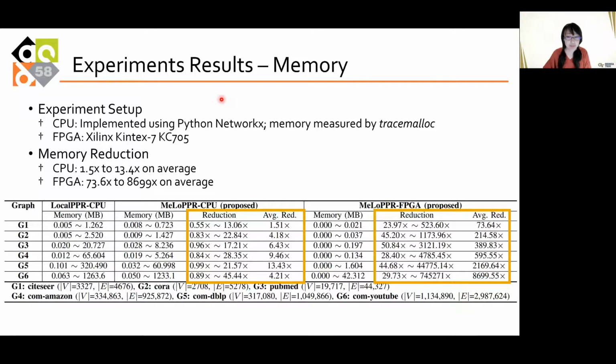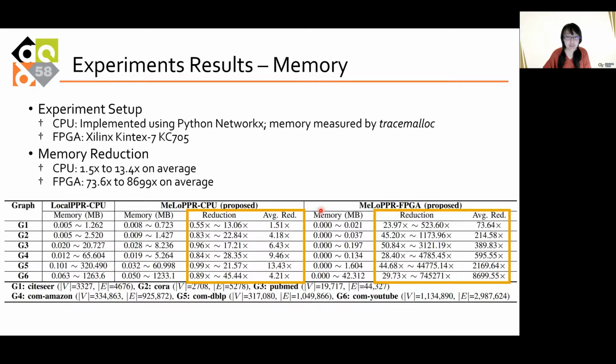Okay, now here comes the final experiment. We implemented the proposed algorithm using Python on CPU and also implemented the PPR accelerator on Xilinx. The baseline is the naive PPR by loading the entire subgraph of size large L. And this figure demonstrates the memory reduction.